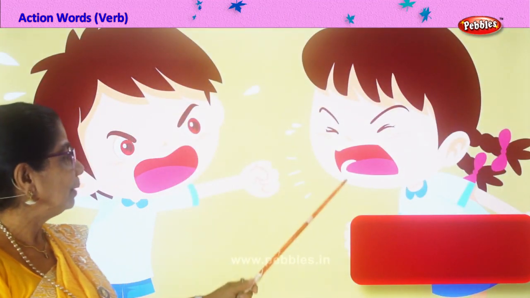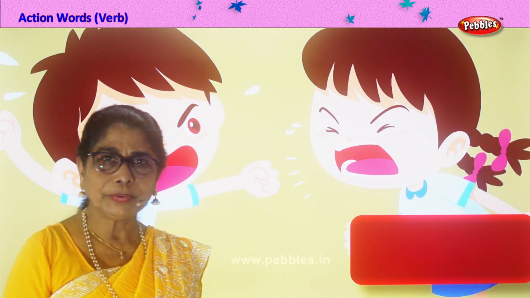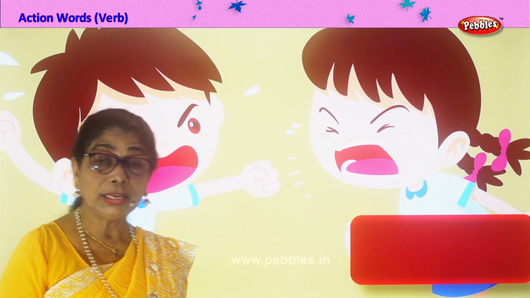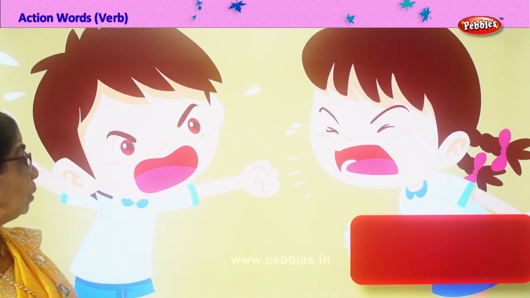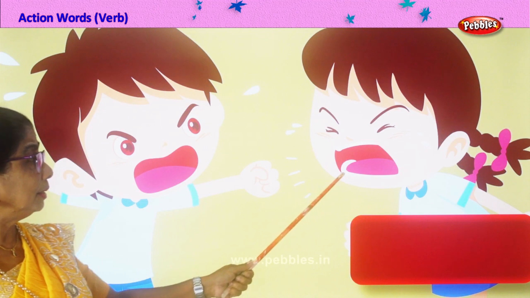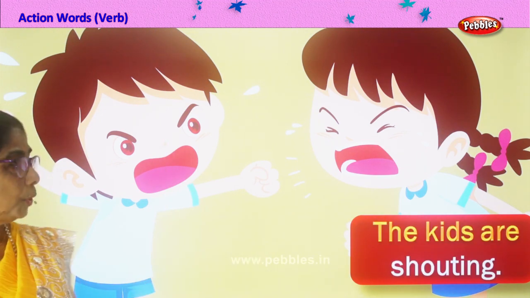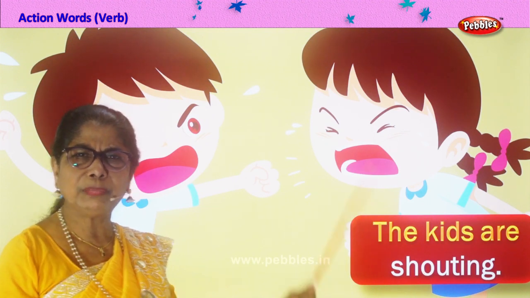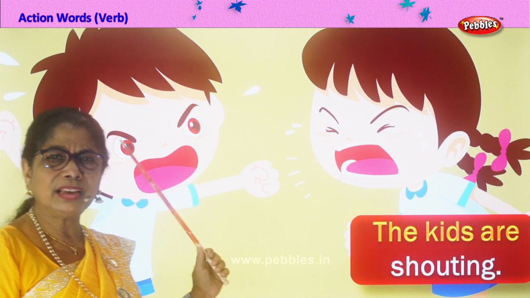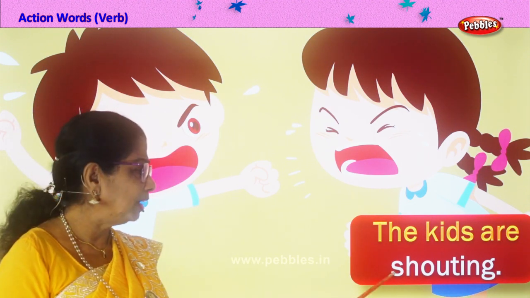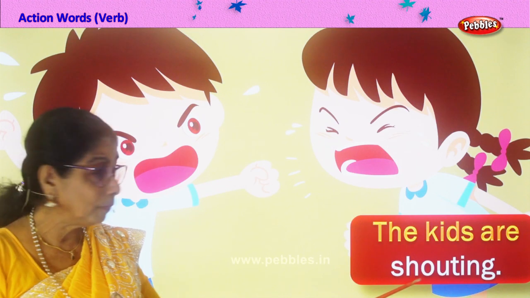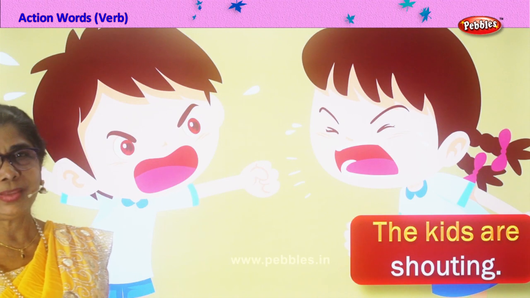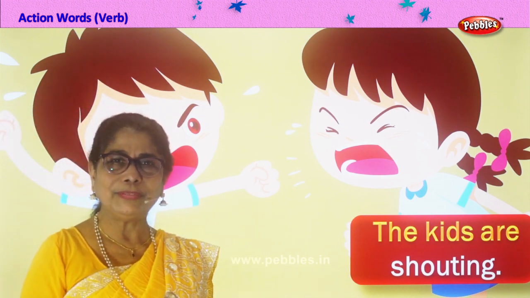Good. Let's look at a new picture. Look at the two kids here, very angry with each other. What are they doing? The kids are fighting. They're shouting at each other. Oh my, look at this. One is crying, one is boxing. The kids are shouting. What is the action? Shouting. That's a verb. The kids are shouting. Good. Shall we look at a new picture?